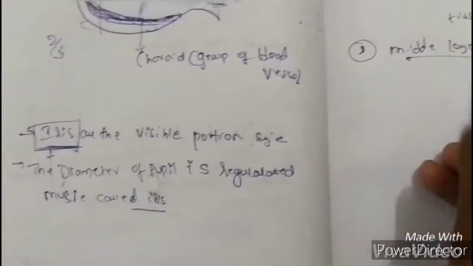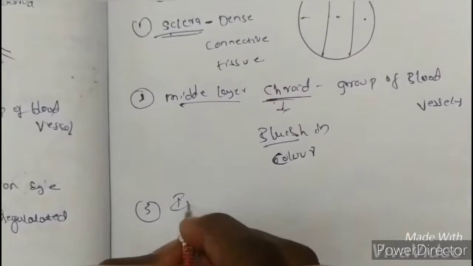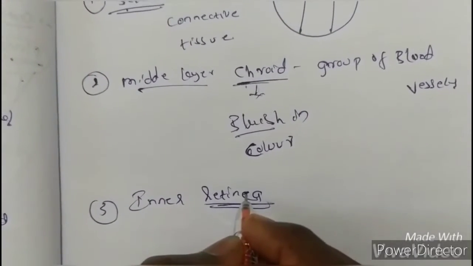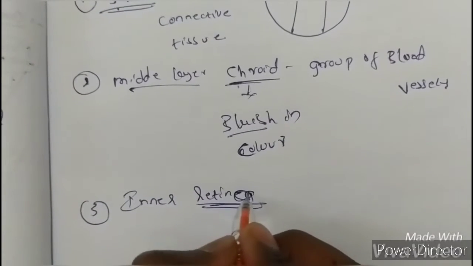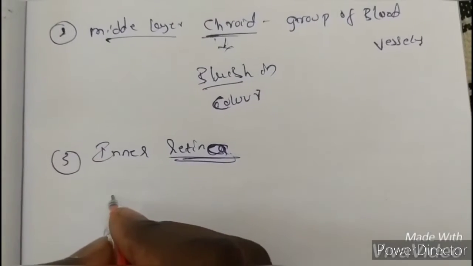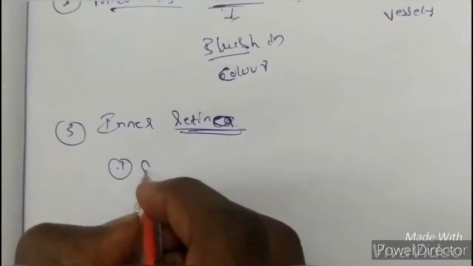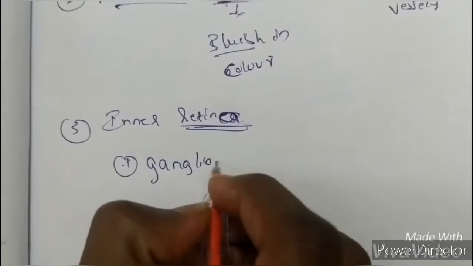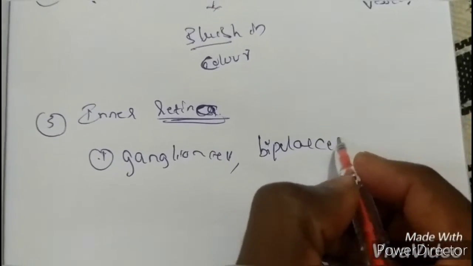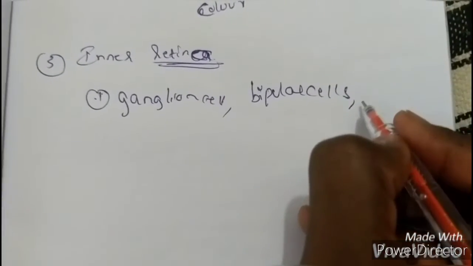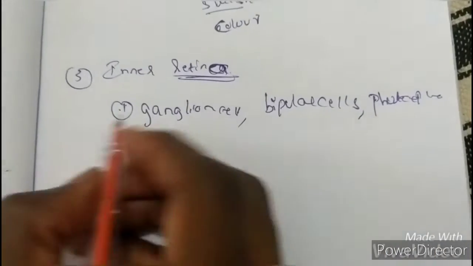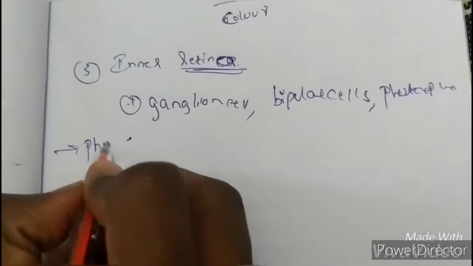Now the innermost layer, the retina. The retina contains three types of neuron cells. One, ganglion cells. Another one is bipolar cells. Another one, photoreceptor cells. Photoreceptor cells have two types.